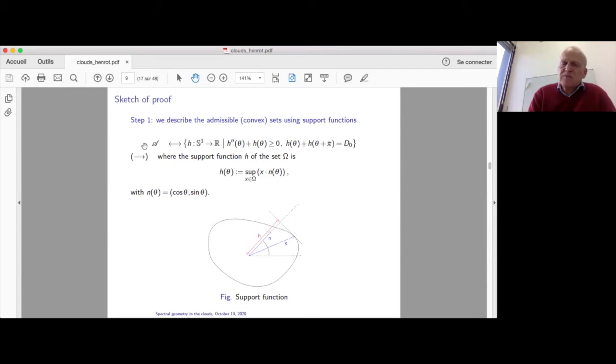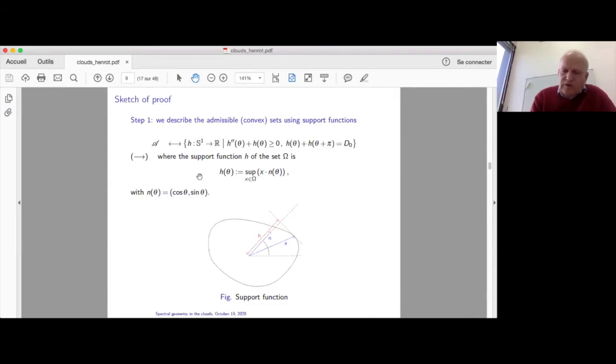We can identify in some sense a class of bodies of constant width with a class of support functions, so functions defined on the unit circle, which satisfy, as we have seen, h of theta plus h of theta plus pi equals the diameter, the width. And moreover, we recognize the support function of a convex set by this inequality constraint. The support function of a convex set is a function h which satisfies this differential inequality.